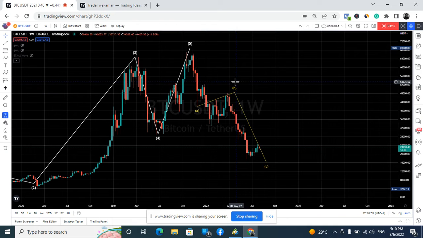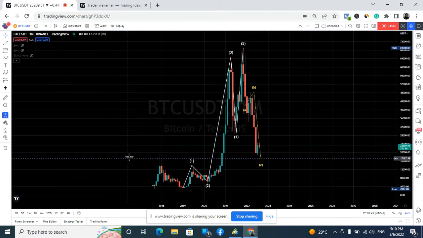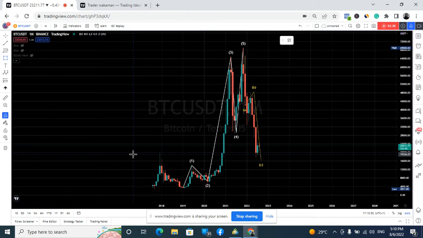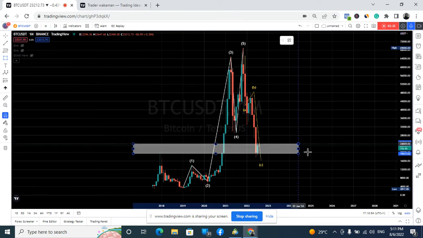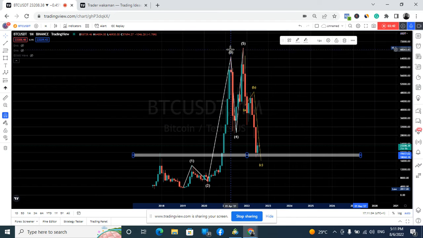But let me remove all these things so that we can get the analysis clear. If you look at this zone, you see that this zone here is a very big, very strong support, because that's the zone the market broke before it continued the bullish movement. But now it's back to that zone.